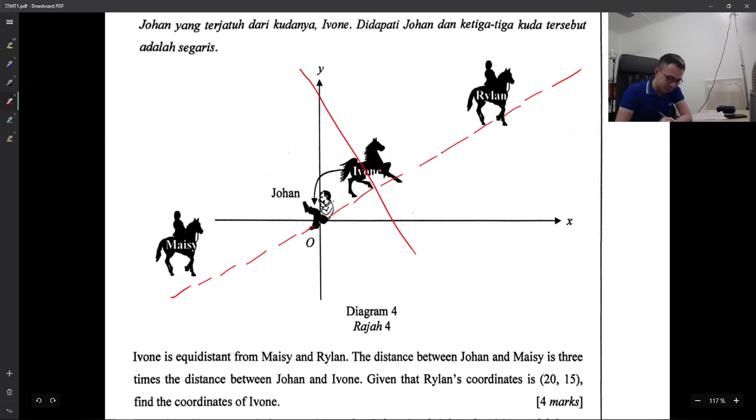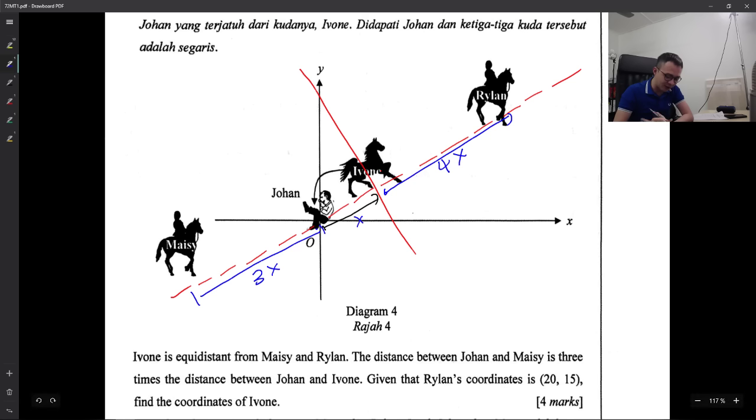Alright, so the distance between J and M is 3 times the distance between J and I. So if the distance here, I'm going to call it x. Then the distance here will be 3 times, right? So it will be 3x. And I will be the midpoint of M and R, right? So I know here will be another 4x. Okay, x is basically the distance of them, right? So I hope you get it.